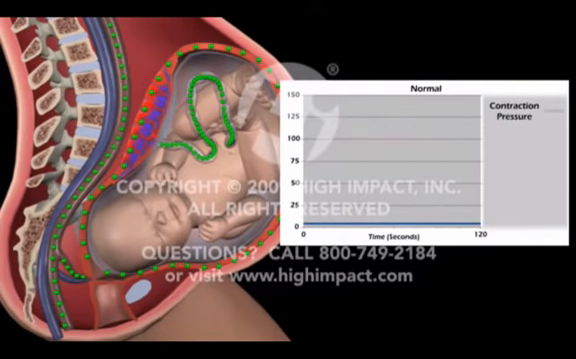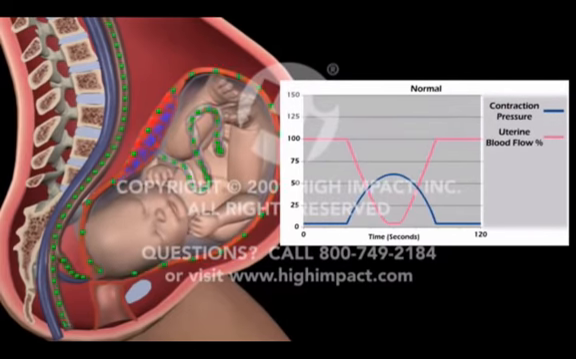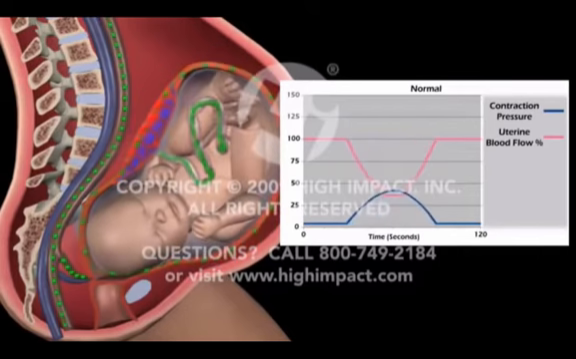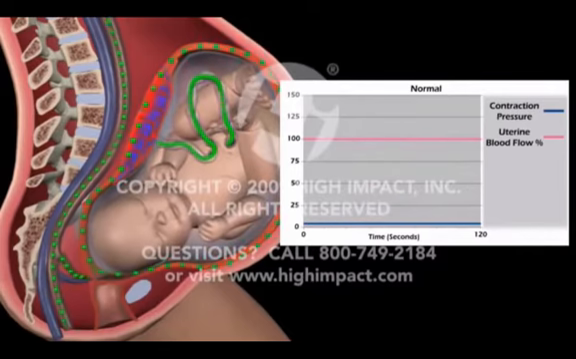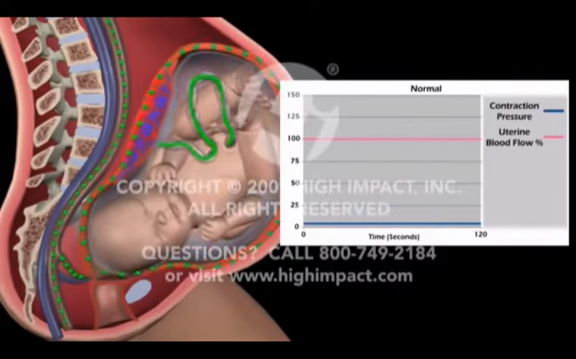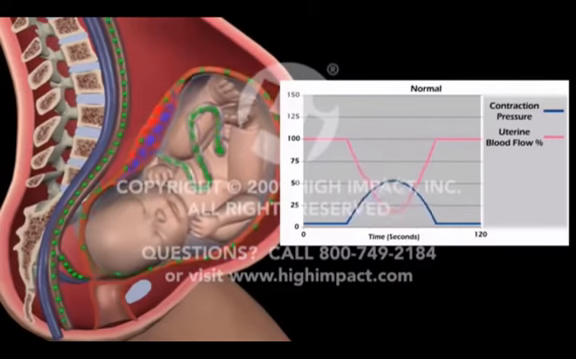So here we can see the pressure of the contraction as measured by an intrauterine pressure catheter. The percent of uterine blood flow decreases as a contraction increases. So the higher the contraction, the less blood flow from the mom to the baby through that uterus.